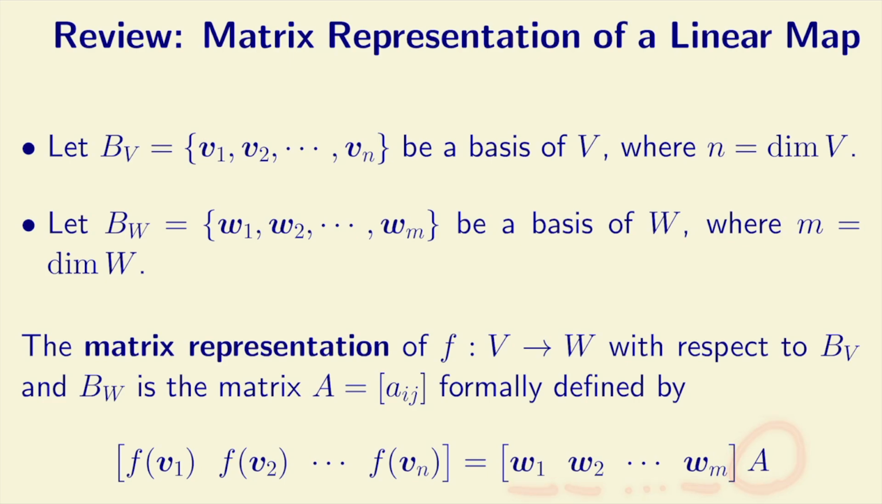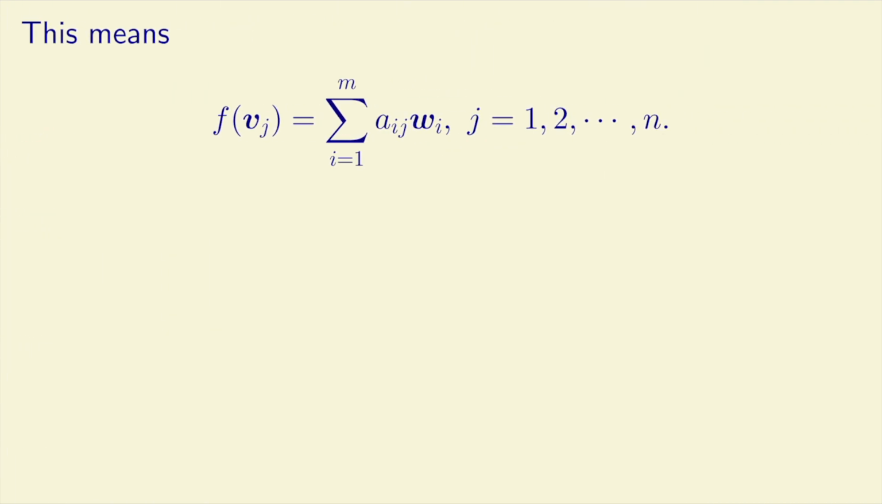Okay, so the output vectors, F of Vj, are a linear combination of the basis vectors of W with the coefficients coming from the columns of matrix A. What does that actually mean, though? The next page shows us what that means in an equation. F of Vj equals the sum from i equals 1 to m of Aij Wi. Oh, so the jth column of A gives us the coefficients to write the output vector, F of Vj, in terms of the basis vectors of W. That's a much clearer way of thinking about it.